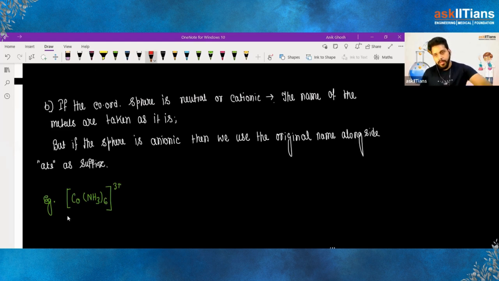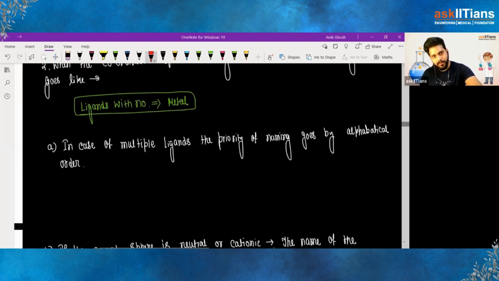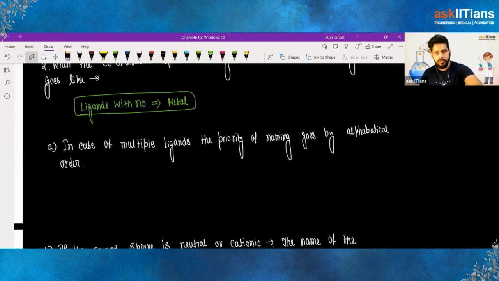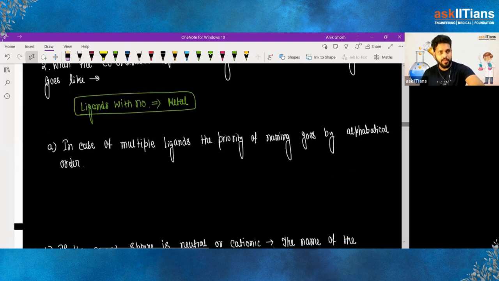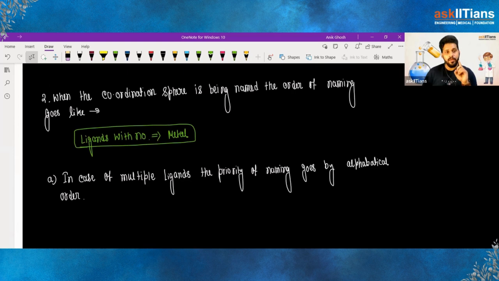First, notice the point before that, in case of multiple ligands. The way we name the compounds: when the coordination sphere is being named, we start with the ligands with number and then the metal. Let's say the same example, Co(NH3)6 3+. That was the example that I was writing.